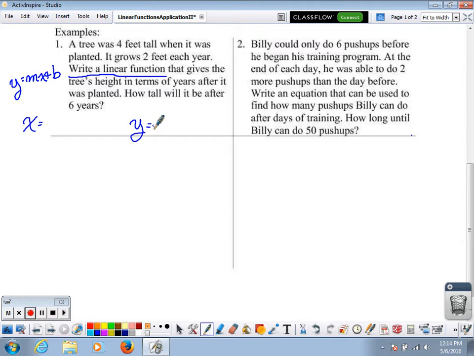Now, the two things in this story that are changing are years and feet. The height of the tree and how many years have passed. Well, which one of those sounds more like a cause and which one sounds more like an effect?